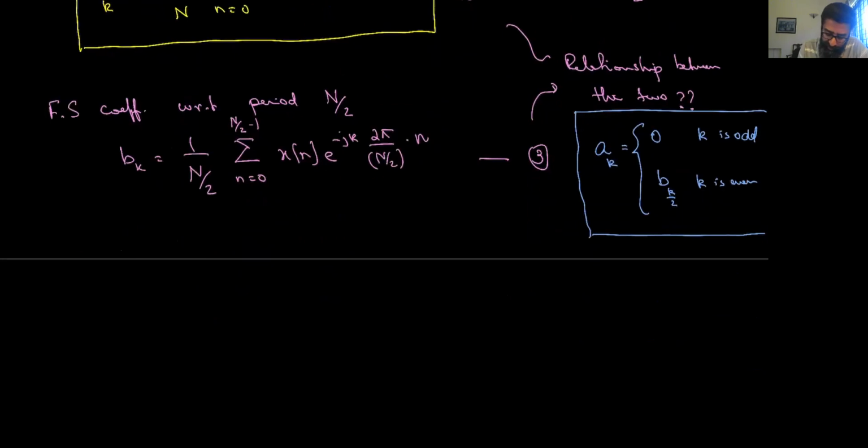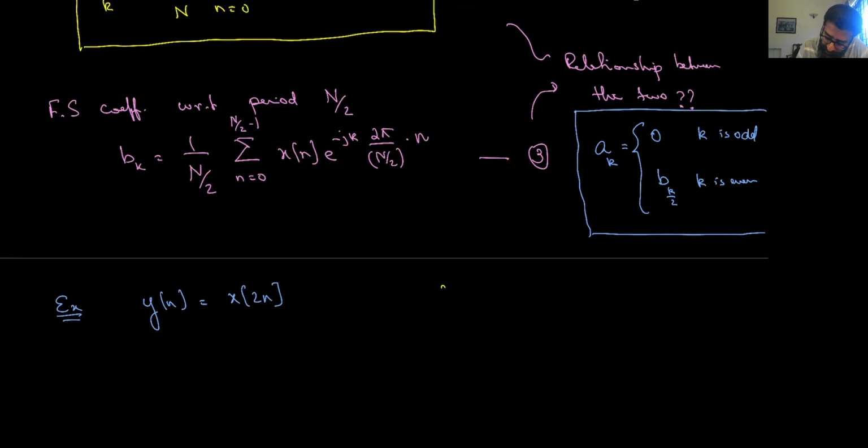One final challenging problem before I stop is something for you to do. Y of n is x of 2n. So if the Fourier series coefficients of x of n are a, what will be the Fourier series coefficients of y of n? This is going to be even more difficult, more challenging. This is where I'm going to stop.